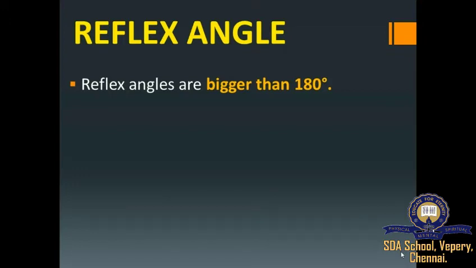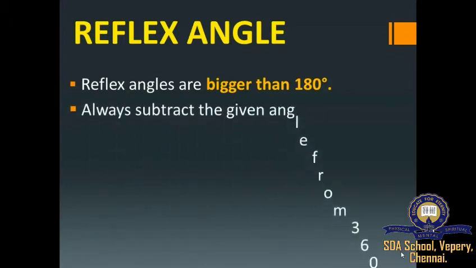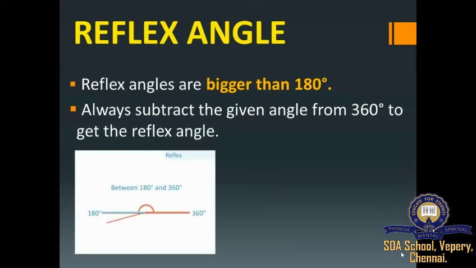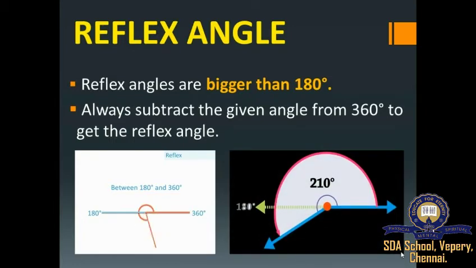Reflex angle measures range from 180 degrees and above. Always subtract the given angle from 360 degrees in order to get the reflex angle. A reflex angle generally ranges from 180 degrees to 360 degrees. They are bigger than 180 degrees.